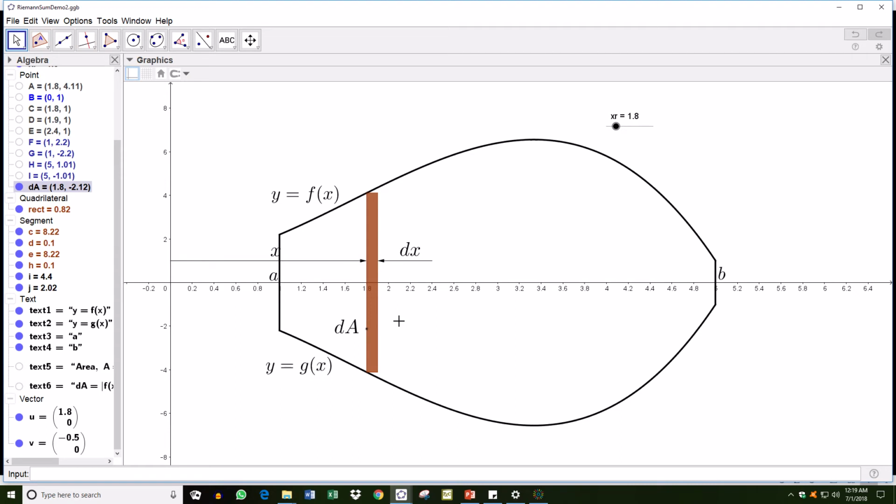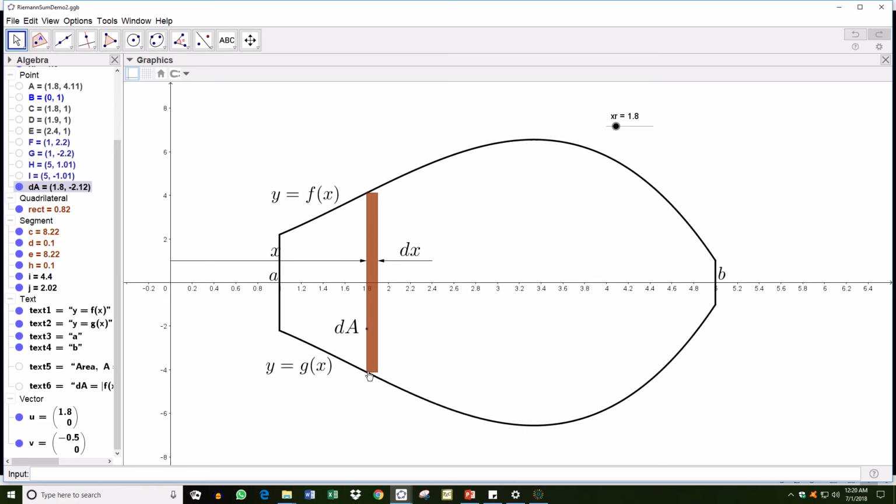Notice the width of the rectangle is dx. If only we could get the height of the rectangle, we are in business. The height times the width should give us the area of this rectangle. So what is the height of this rectangle? Pay attention. Would you agree that the height of the rectangle is the y value at this point minus the y value at this point?